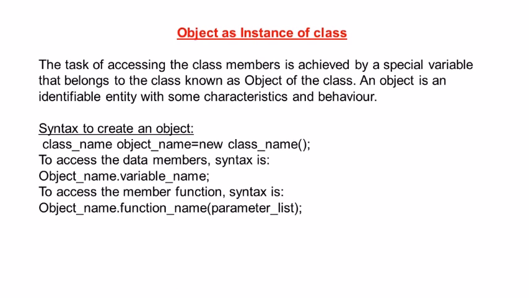First, we have to write the class name, then the object name equals new class name followed by parenthesis. To access the data members, we will be writing object name dot variable name. To access the member function, the syntax is object name dot function name followed by the parameter list.